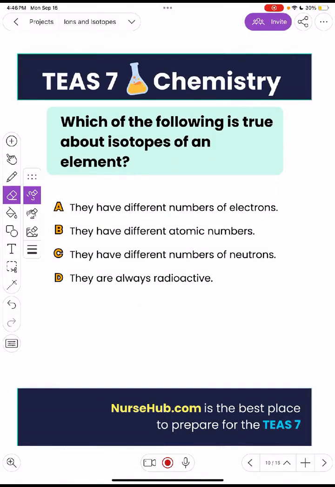But we can't figure out isotopes. Let's talk about isotopes. Yeah, so the question also addressed neutrons. Neutrons are where isotopes come in, okay? Because neutrons contribute to the atomic mass. Which is always true about isotopes of an element? They have different numbers of electrons, different atomic numbers, they have different numbers of neutrons, or they are always radioactive. What's the best choice here?